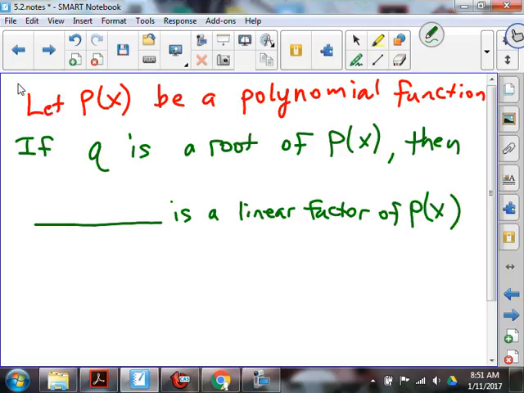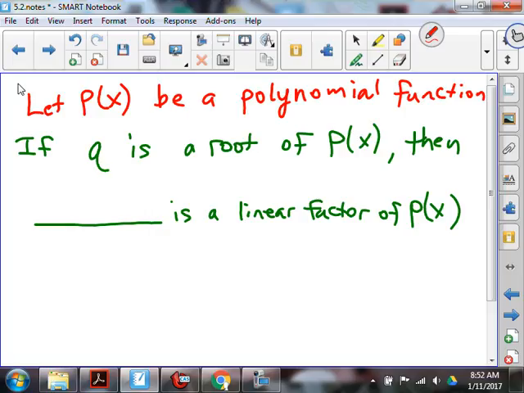$20 question. Anybody know what the linear factor would be if q is a root? X is a good start, but x isn't all of it. X-intercept is not bad, but that's not what we're looking for. F of x isn't what we're looking for.